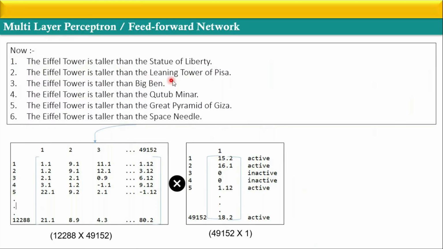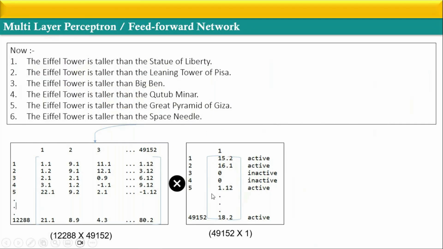The Eiffel Tower is taller than the Leaning Tower of Pisa. Eiffel Tower is taller than the Big Ben. Eiffel Tower is taller than the Qutub Minar. Eiffel Tower is taller than the Great Pyramid of Giza. So this particular information is available inside the stacks of neurons, and it will be multiplied with the output that we got after the multiplication of R and E.